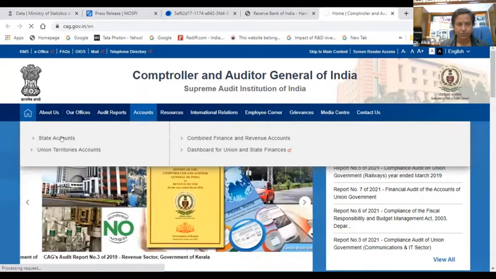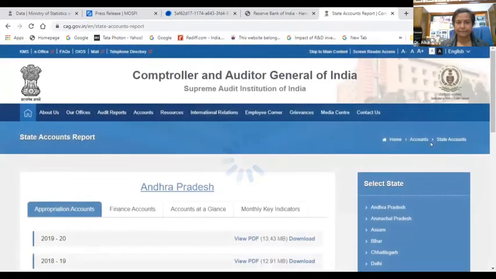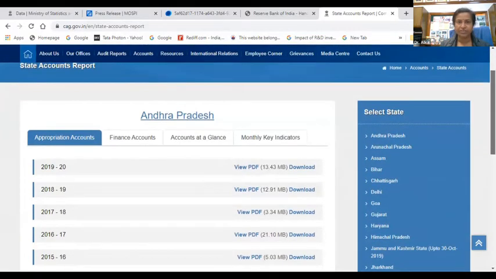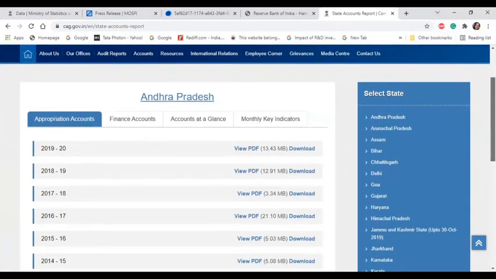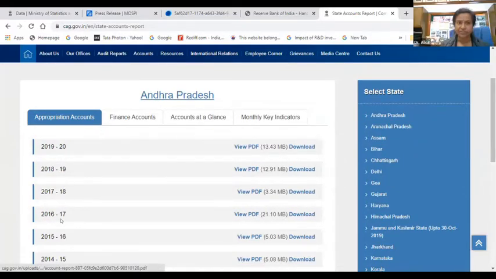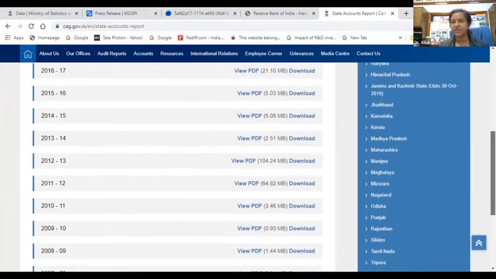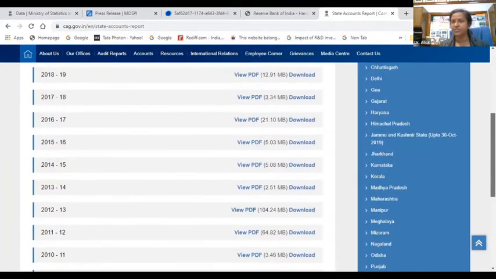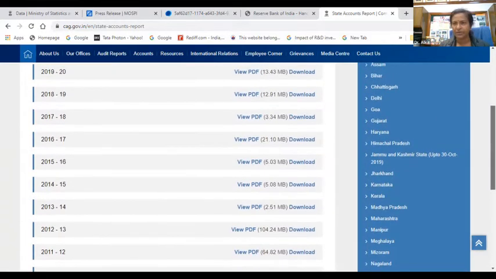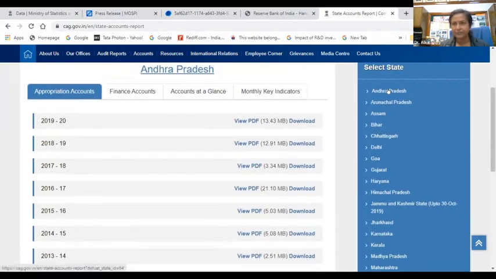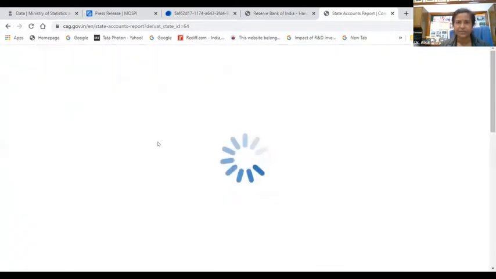I just need to open and show you. Are you able to see that? Yes, ma'am. Year-wise, you see 2019-20 audited accounts are available, so the most recent data is 2019-20. Here you can view in PDF also, and you can download. And here you can select the states. All the states' data, state-wise finances, are available. So for any state, you can click here, select the year, and you will get the data. It is not difficult, but a little understanding is needed.